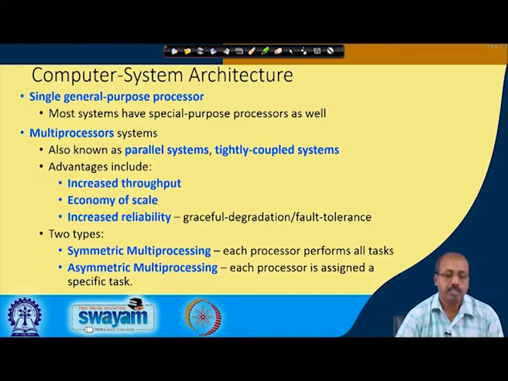The first class is the single general purpose processor. This is the most common version that we have. There is a single processor or single CPU, and the operating system uses that CPU's features, in terms of whether it supports, say, memory management or protection. Advanced processor architectures support different features, and the operating system designer may like to exploit those features. Some processors may have a number of cores. We will come to that later when we discuss threading of processes.